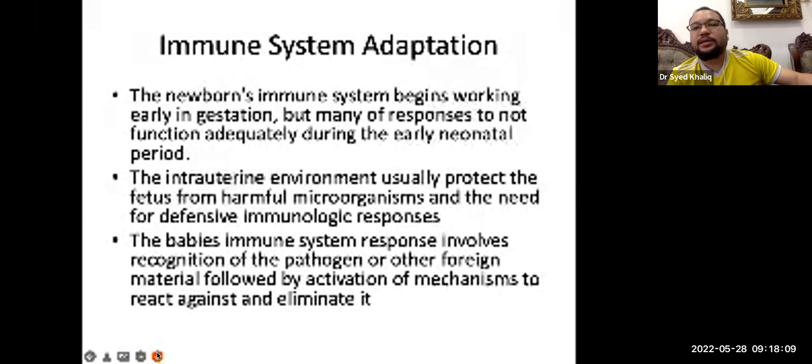IgG crosses placenta at around 20 to 22 weeks period of gestation. Before 22 weeks, usually IgG do not cross placenta. So if a baby is born very premature, they don't have enough IgG transferred from mother. So they are more at risk of having severe infection because of the immune system. They don't have enough IgG.